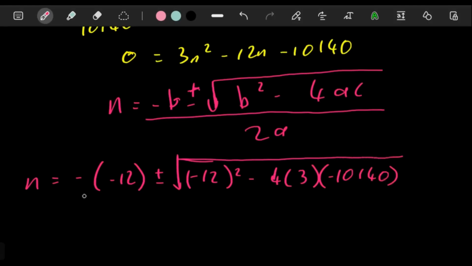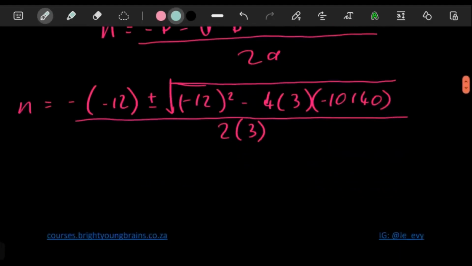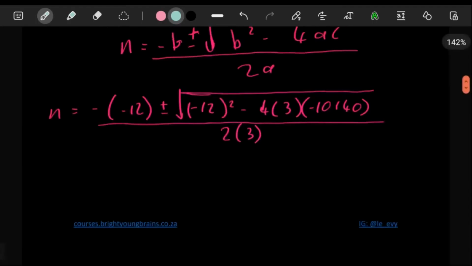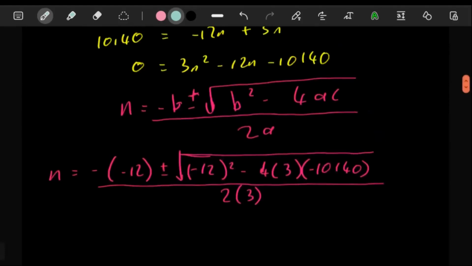And then the bottom is 2 times 3. And then what's next? All this, let's put it into the calculator and see what we can get, right?